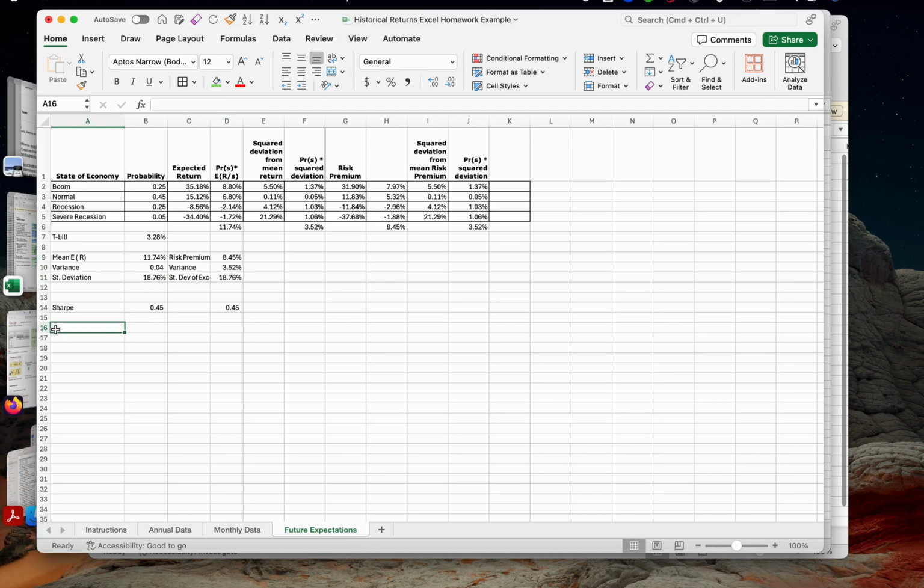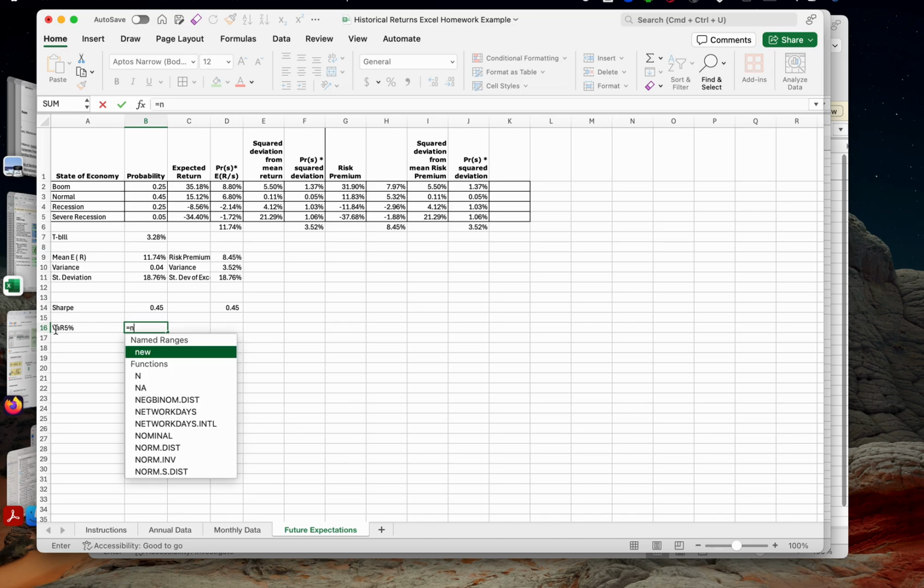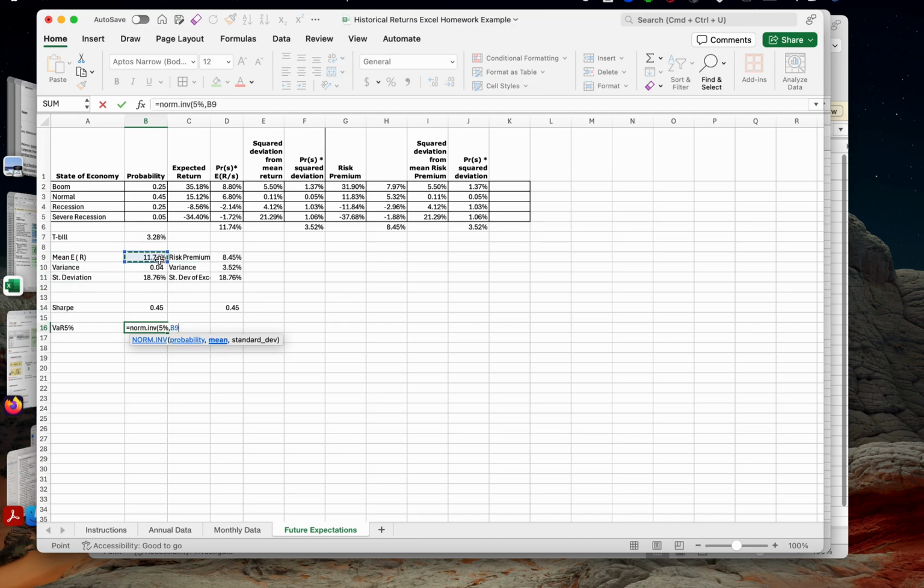And what is going to be your value at risk? 5%. Your value at risk will be the normal inverse. The probability is 5%, or 0.05. You give it a mean, 11.74. You give it a standard deviation, and your value at risk is negative 0.12%.